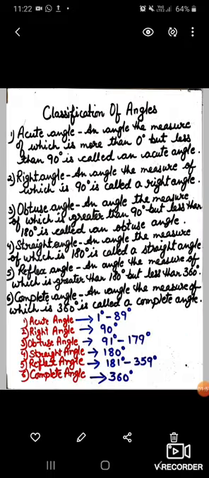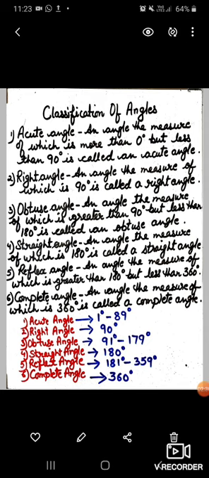Now the next topic is classification of angles. We can say there are so many types of angles according to their measurement. Our first is acute angle. An angle is an acute angle if it is more than 0 degree but less than 90 degree. Second is right angle, the angle which is equal to 90 degree, means whose measurement is equal to 90 degree, is called a right angle.